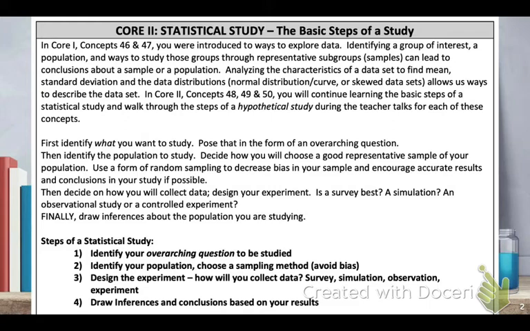So here are the formal steps of a statistical study. Number 1, identify your overarching question to be studied. Number 2, identify your population, then choose a sampling method and try to design one that will avoid bias. Number 3, design the experiment. How will you collect data? A survey, a simulation, observation, an experiment, and then finally, draw inferences and conclusions.